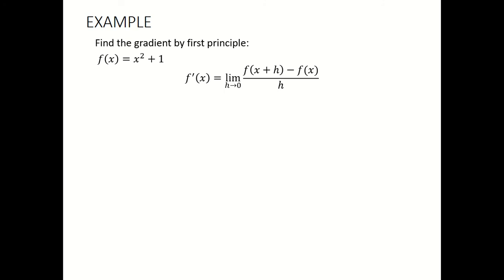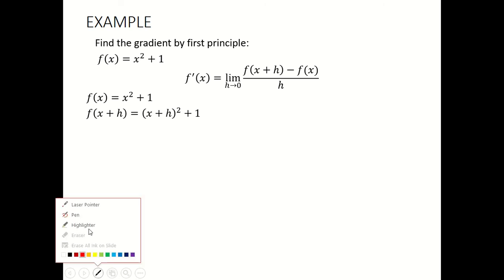We do have f of x. The only thing that is missing is f of x plus h. Hence, where there's x, I substituted x plus h and I squared it. Then I added 1. So basically, all I did was go into the original function, and where there's x, I just substituted x plus h.